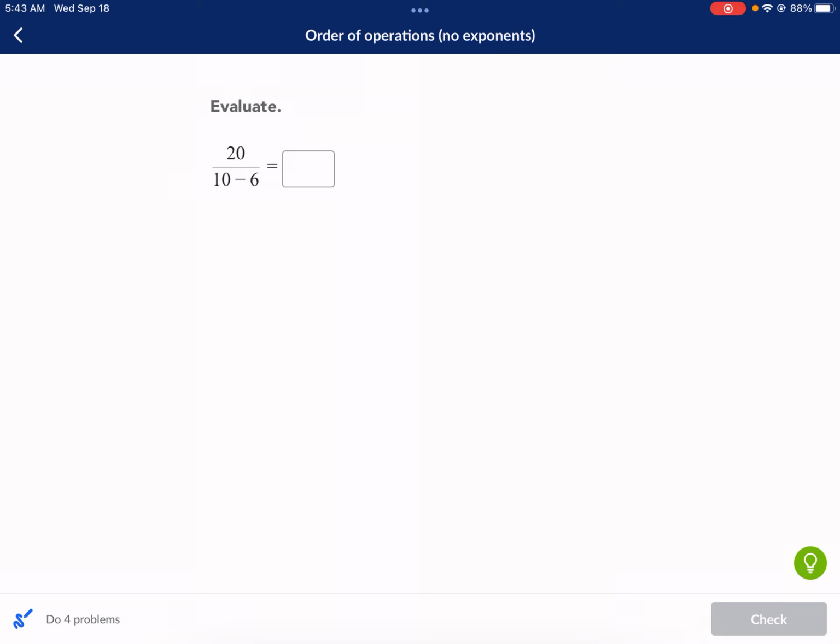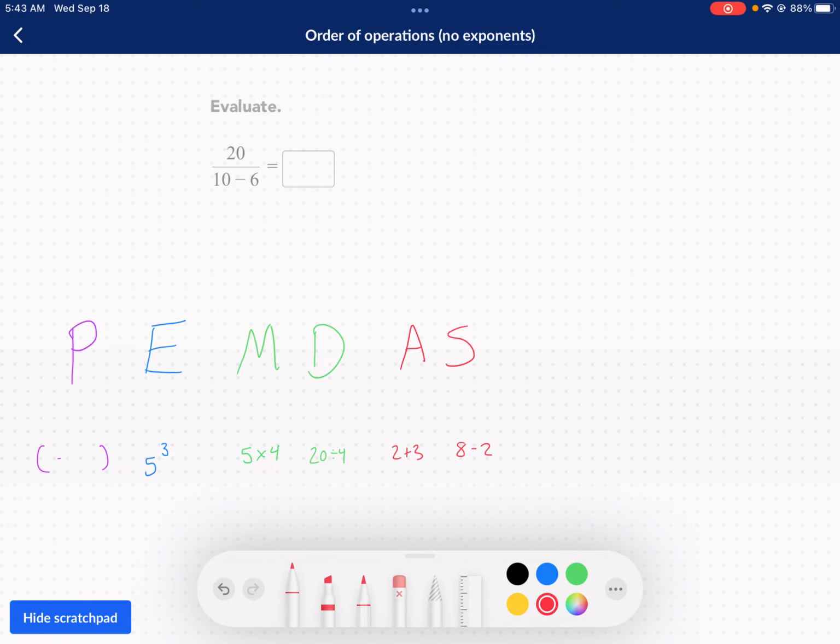The first thing we need to understand about order of operations is what it is and why we have it. So first off, order of operations can be easily remembered with PEMDAS. What it stands for is parentheses, exponents, multiplication, division, addition, subtraction.